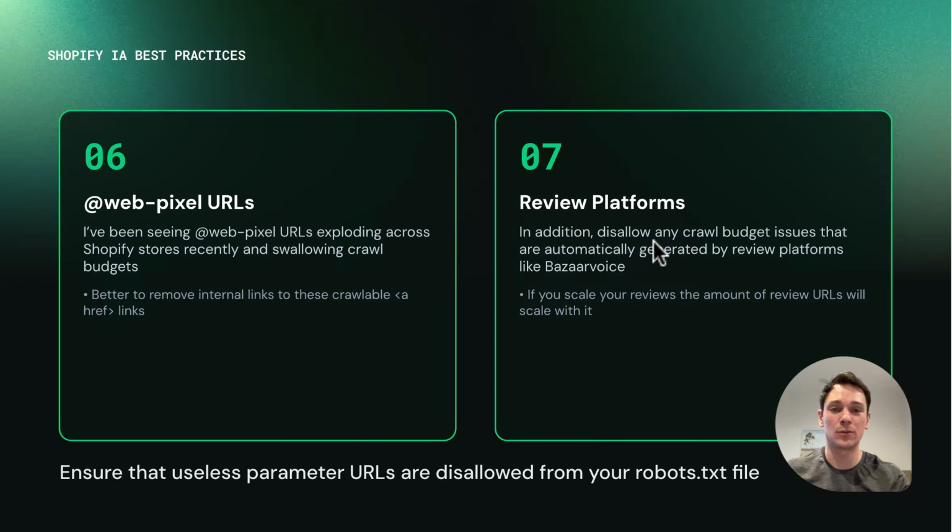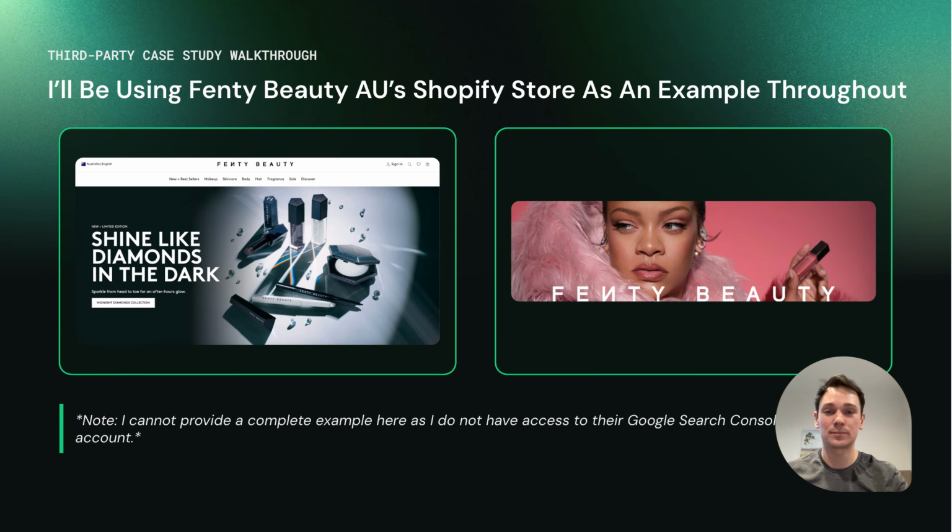Again, for review platforms, I've particularly seen this for Bazaarvoice as a review platform. You can create an indexable page for every single review generated that's crawlable as an href tag. So basically what we're going to do here is block the robots.txt or just remove those crawlable links, because these pages actually can get indexed and rank and cannibalize your existing product page.